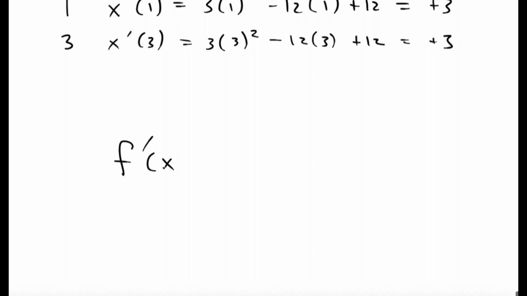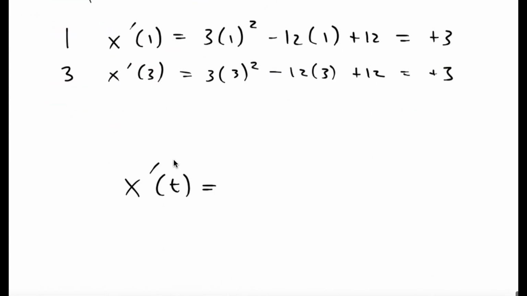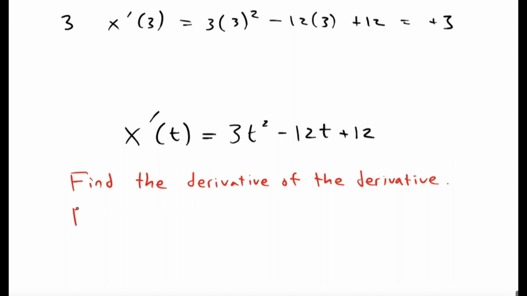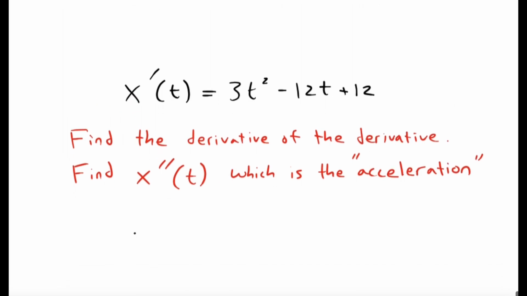So my first derivative was 3t squared minus 12t plus 12. For the second derivative test, we have to find the derivative of the derivative. We have to find what we would call x double prime. In this case, this is going to be the acceleration. That's the term that's been given in physics to the second derivative of the position. So let's differentiate once again.